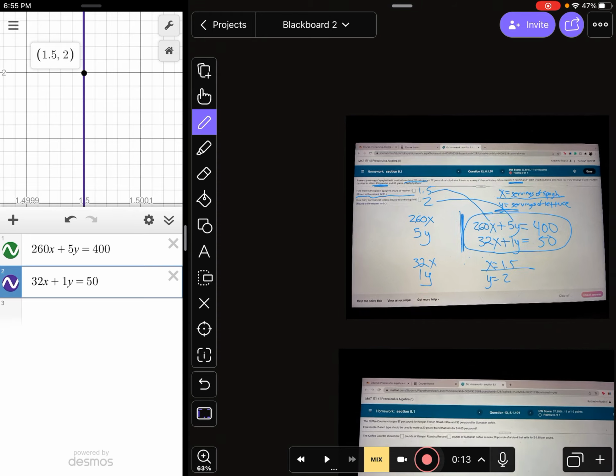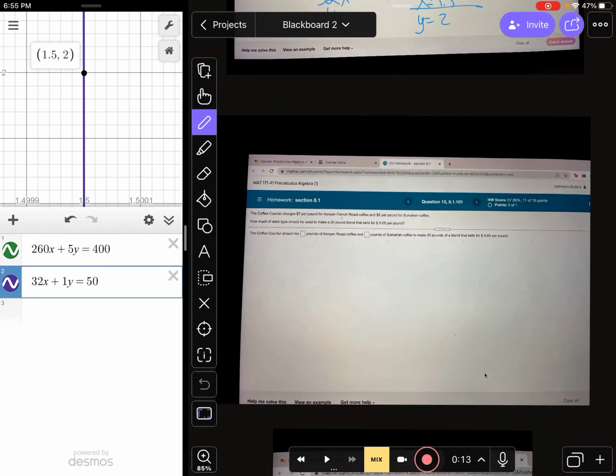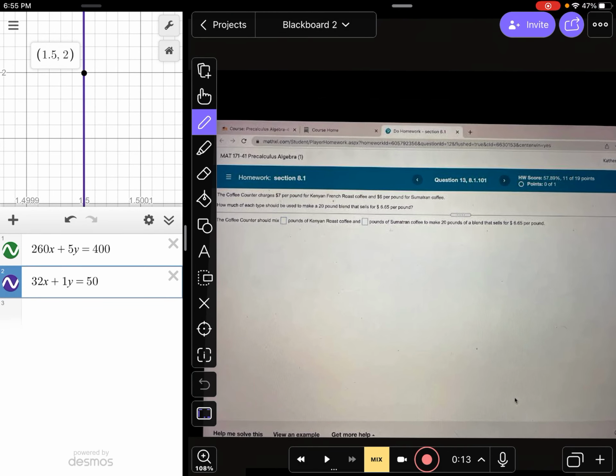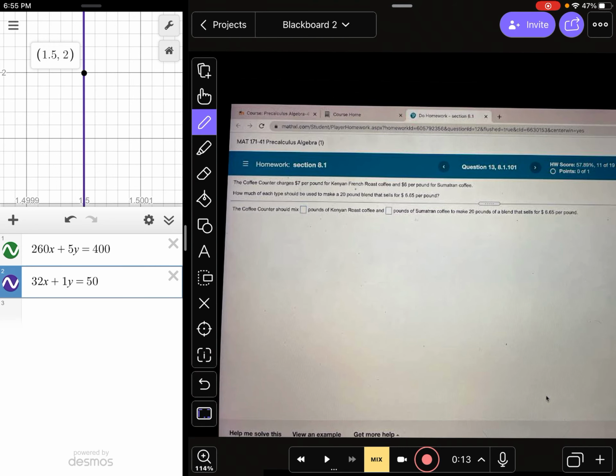Okay. Going to go to the second one. Let's see what we have here. The coffee counter charges $7 per pound for Kenyan French roast coffee and $6 per pound for Sumatran coffee. How much of each type should be used to make a 20-pound blend that sells for $6.65 per pound?